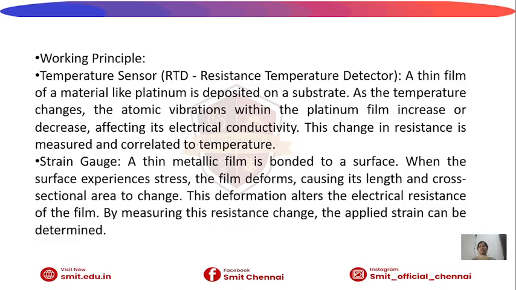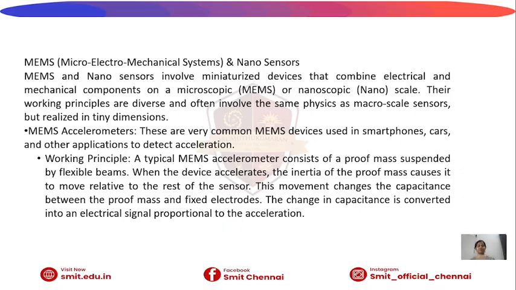This is called strain gauge. This is a mechanical sensor. So this is also one type of film sensor. Next one is MEMS, micro electromechanical system, nano sensors. Here a MEMS sensor combines electrical and also mechanical components. That's why we call it a MEMS sensor.